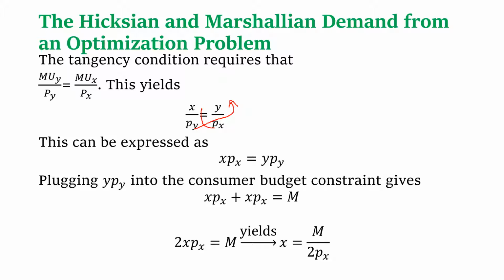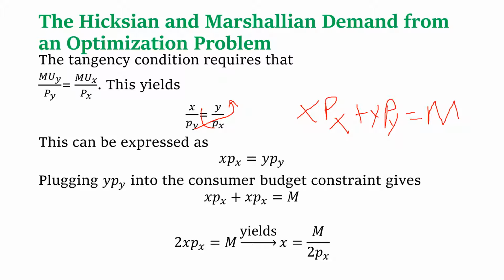Now we know what ypy is. Ypy is xpx. We just plug for ypy into the budget constraint. Remember in the utility maximization problem, the budget constraint is what? It is xpx plus ypy equals m, right? Remember, this is what we have.